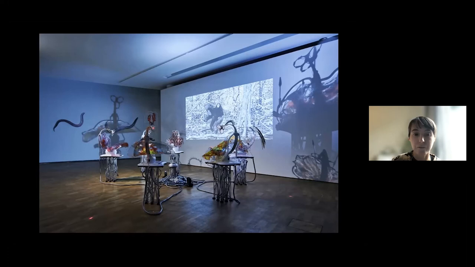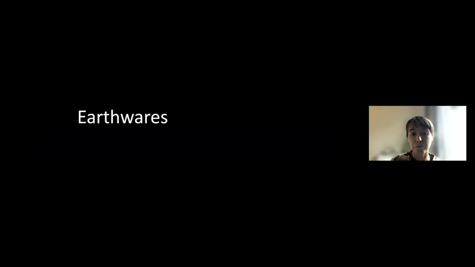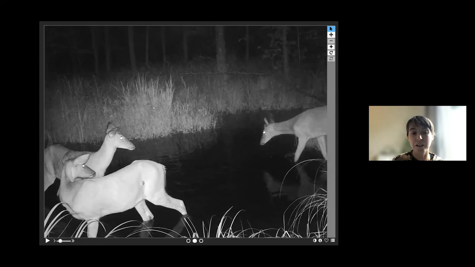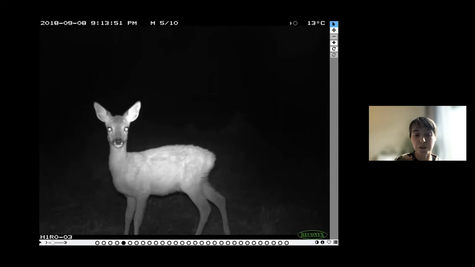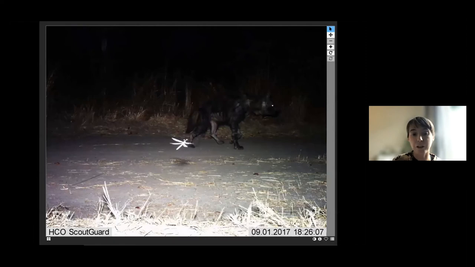And what I thought would be the most interesting for them to study would be a series of images that became another project, which I generally call earthwares. These are images that were taken by automatic cameras in the wild, cameras that are positioned in a lot of forests, savannas, rainforests and deserts of the world to study the abundance of certain species of animals and trace the movement of animals and biodiversity. What I find fascinating about these images is that they're created by automatic cameras in the hundreds of thousands, and they're not really meant to be seen by people.